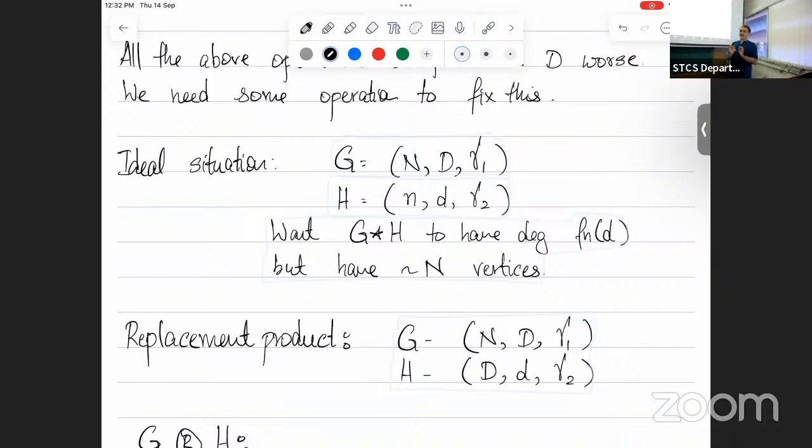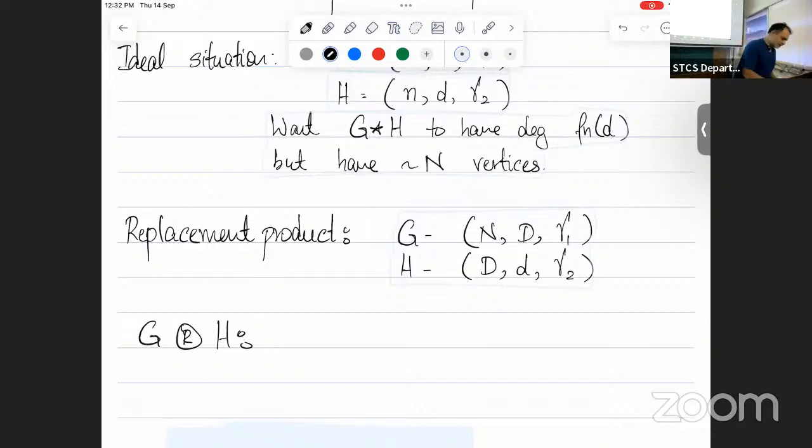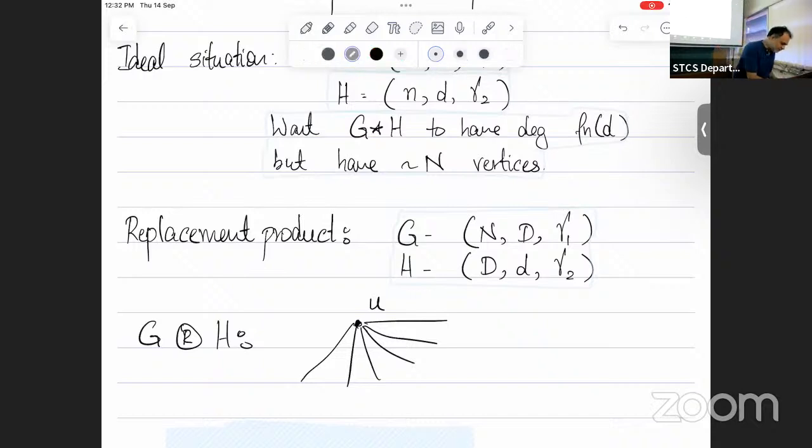Here, you need to tailor the parameters correctly. So the big graph is a graph on n vertices, degree capital D, and some gamma 1. But I want the smaller graph to be something which is on d vertices, maybe much smaller degree, small d, and gamma 2. Okay, and let me try to draw this graph pictorially to sort of see what happens. So let's pick up a vertex U of G. There are some D edges going out. That was what the graph G looked like. I now need to tell you what happens in the replacement product. So the replacement product sort of looks like this. You erase off these things, and you put one vertex in place of all the edges in the cloud of U, and you connect them according to H.